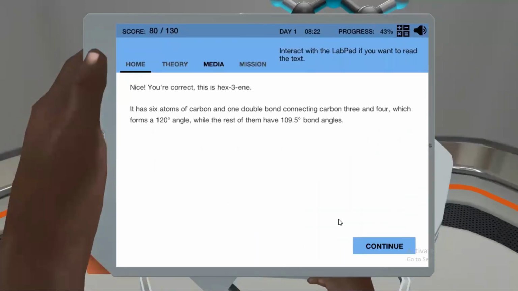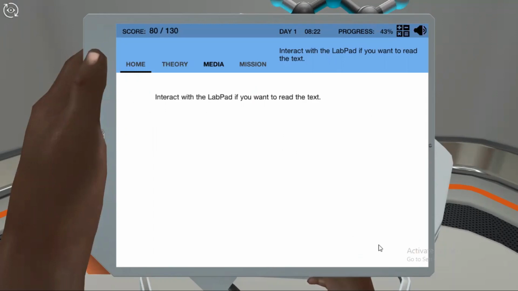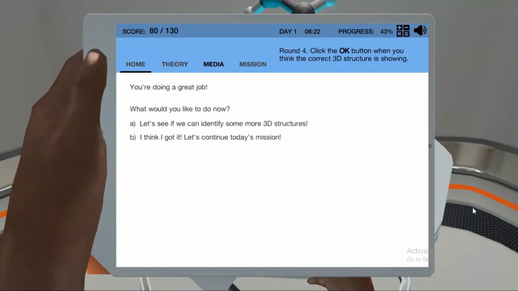Nice. You're correct. This is hex-3-ene. It has 6 atoms of carbon and 1 double bond connecting carbon 3 and 4, which forms a 120 degrees angle, while the rest of them have 109.5 degrees bond angles. You're doing a great job. What would you like to do now?